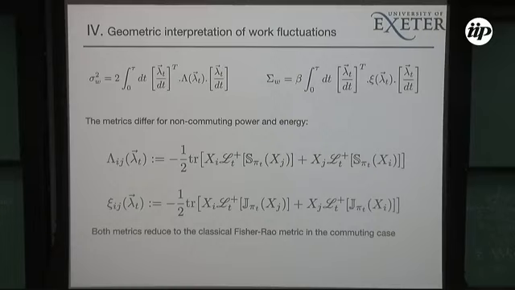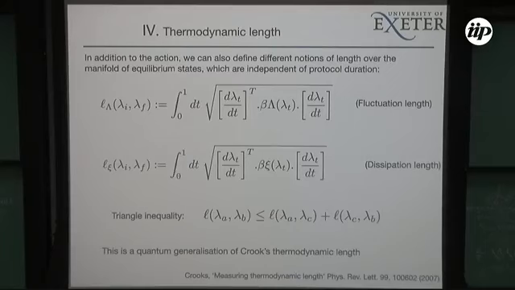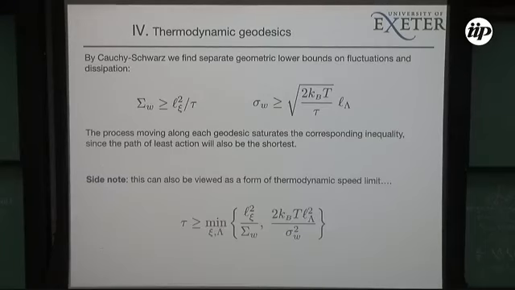So these are the formulas for them. But you can interpret both of these things as, sort of, an action functional over the space of these parameters. So if we want to find optimal processes, we just minimize the action of these metrics. I'll just skip over that, but I think I'm running out of time.